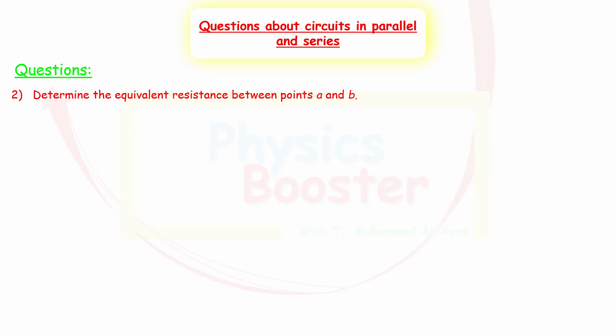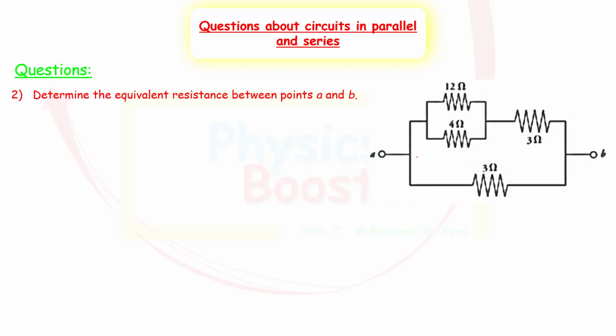Question number 2, determine the equivalent resistance between points A and B. Okay, for this question right here, we can see that points A and B are like separate wires. To fully understand this question, let's imagine this was connected to a source of energy right here, as a battery or a cell. Now, this way, it's a little bit more understandable. Now we can deal with it as more than one type of circuit in the same question.